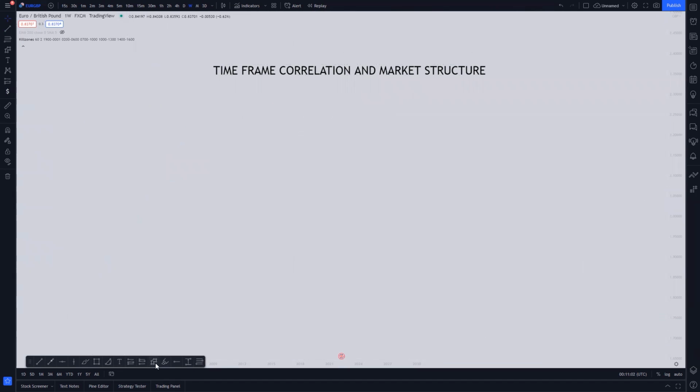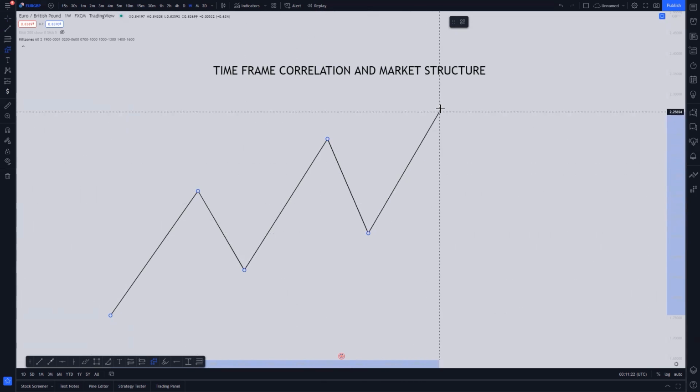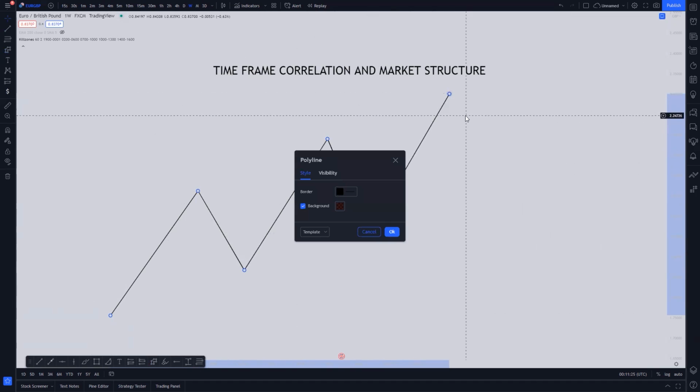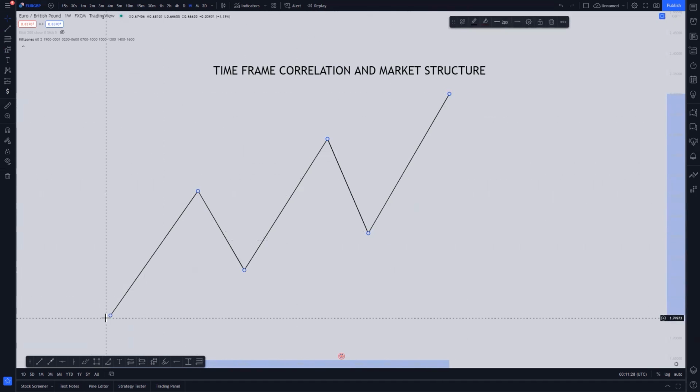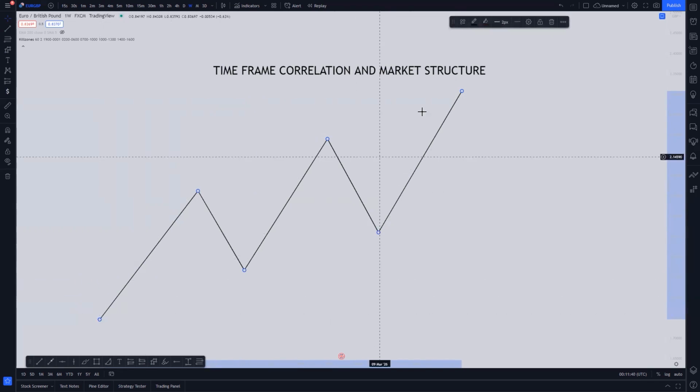All right, so let me introduce some diagrams here, and let me just give you the proper representation of structure. So let's say we have this form higher high, higher low, higher high, higher low. Let's keep that like this. So let's say this black line represents my daily structure.